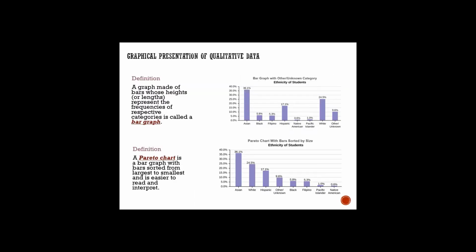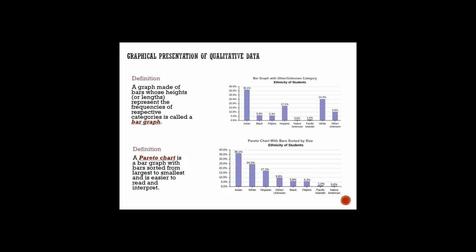The first two terms you're going to want to jot down in your guided notes are bar graph and Pareto chart. These are graphical presentations. In this particular case, the data is qualitative data. In other words, these are groups of items. The first one is ethnicity of students, so they're grouped into categories by their ethnicity. And then you see how many fell into that category. That's the height of the bar.